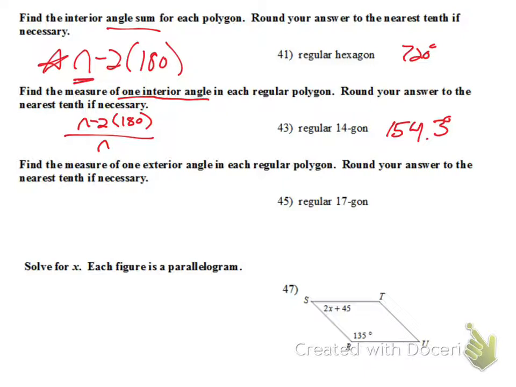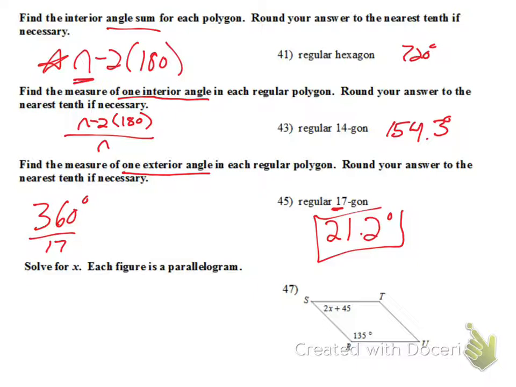Find the measure of one exterior angle, okay? All the exterior angles always equal 360 degrees when you add them up. So what I would need to do is 360 divided by how many sides it has would give you one of those. So 360 divided by 17 is 21.17. So I would round to the nearest tenth, 21.2 degrees.